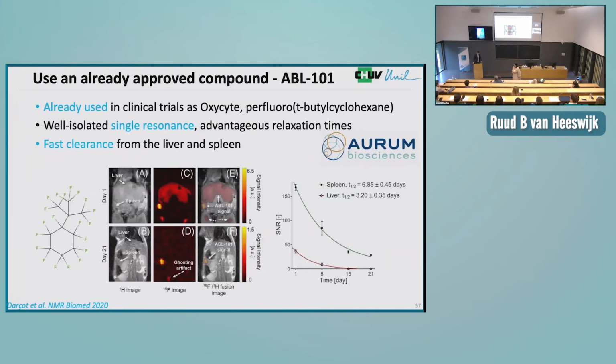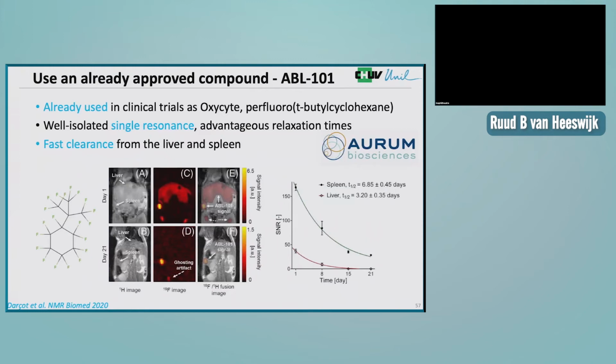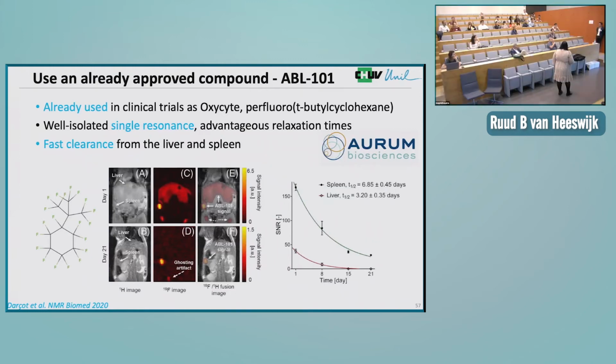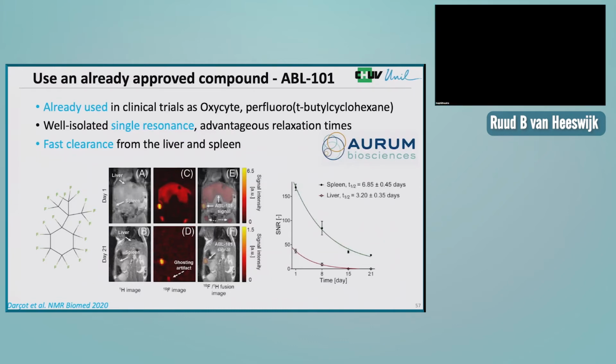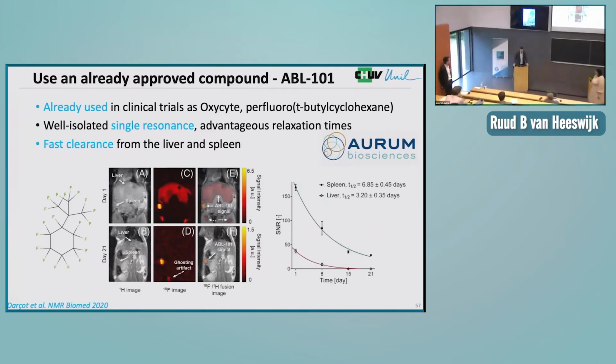Yeah, thank you very much for this presentation. I was wondering, the images you show with fluorine were acquired at which field? There's both some images from 9.4 and 3 Tesla. So the ones we are seeing here are 3 Tesla.